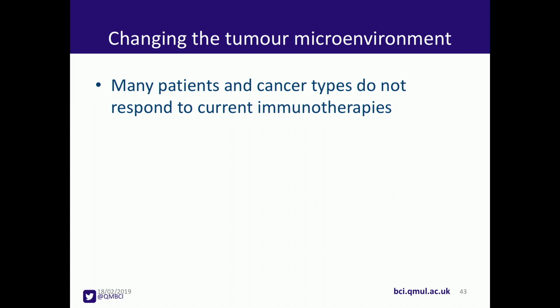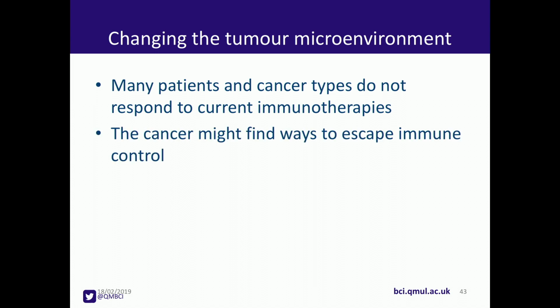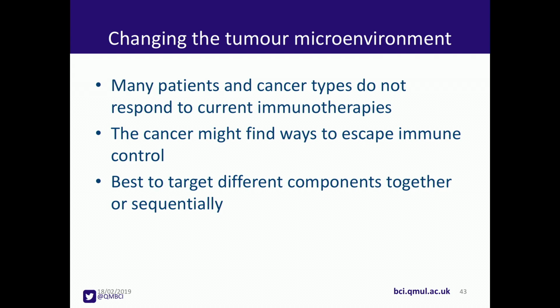But the proviso is that many patients and cancer types do not respond to current immunotherapies. There's some evidence that some cancers may find ways to escape immune control. So a lot of people now think that we need to target different components of the tumor microenvironment that I told you about at the beginning of my talk: the immune cells, the fibroblasts, the cytokines, the chemokines, the blood vessels.